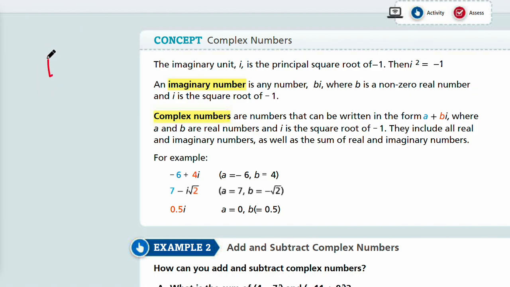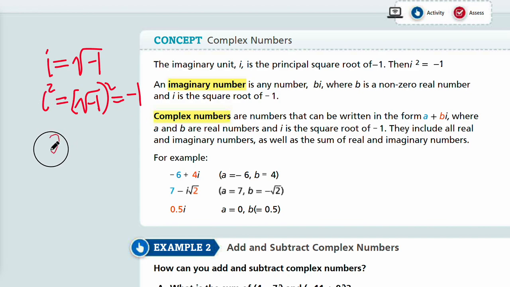So if we know that i is equal to the square root of -1, we know that i squared would be the square root of -1 squared, which is going to be -1, right? Keeping this in mind, we're going to define an imaginary number as any number bi, where b is a non-zero real number and i is the square root of -1.